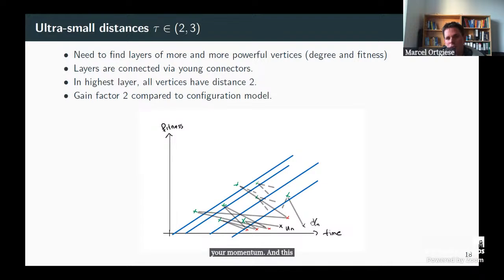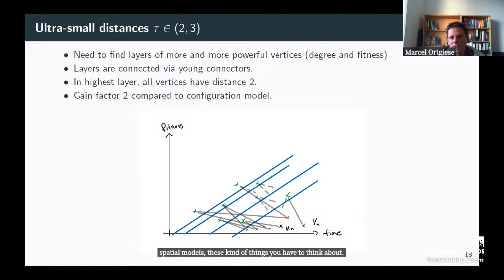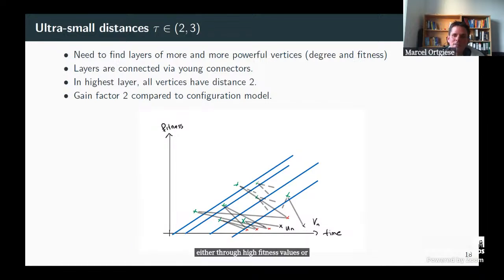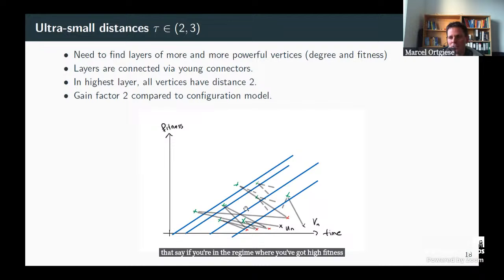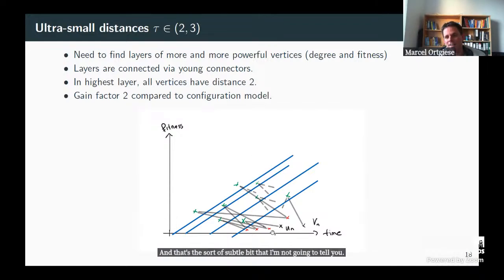This picture is used in classic preferential attachment models. Similar things also work for spatial models. The skill in these models is how you define your layers. What I'm hiding a little bit is that we have one tail exponent, but there are two different ways you can get this tail exponent, either through high fitness values or high degree. You have to tune things quite carefully, and make sure that, if you're in the regime with high fitness, the vertices with high degree don't throw you off. That's the subtle, more technical bit that I'm not going to tell you about. But it's the picture that's known for classic preferential attachment that also works here. Maybe one small point, if you've seen some preferential attachment model, you're familiar with it.